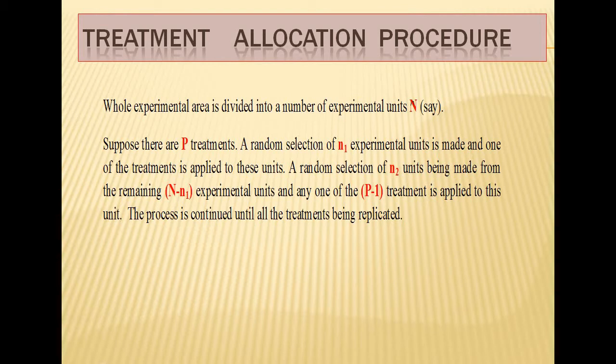First, a random selection of n1 experimental units is made and one of the treatments is applied to these units. Next, a random selection of n2 units is made from the remaining capital N minus small n1 experimental units, and any of the p minus 1 treatments is applied to these units. The process is continued until all the treatments are replicated. This concept will be clear from the following example.